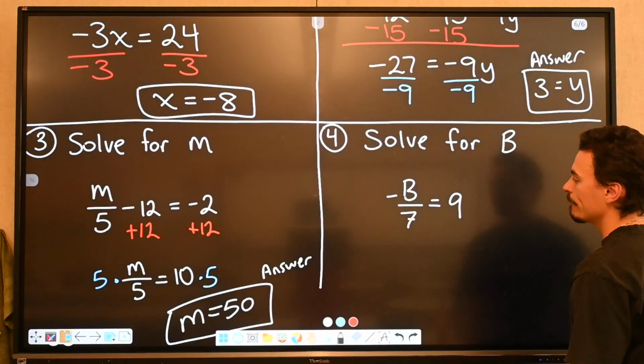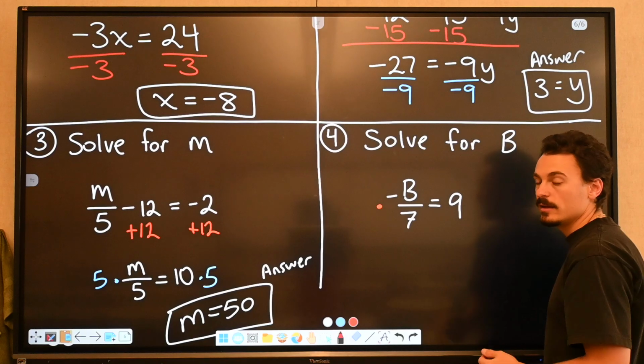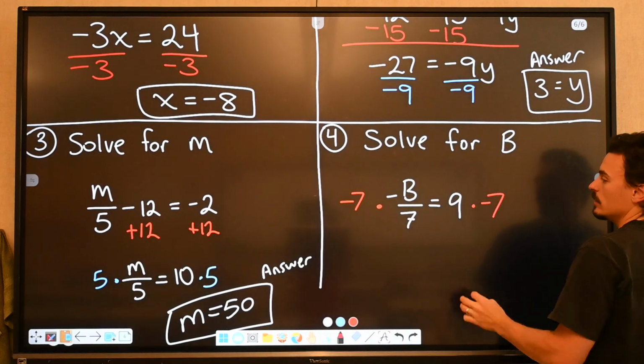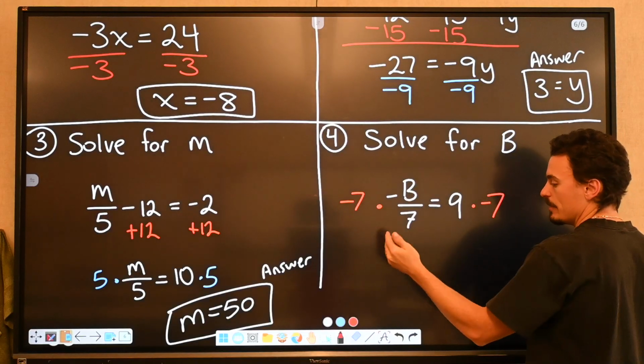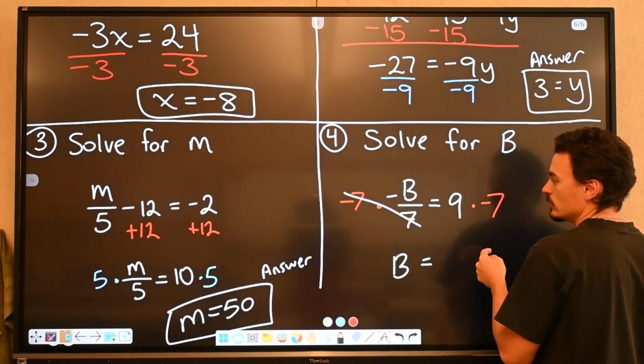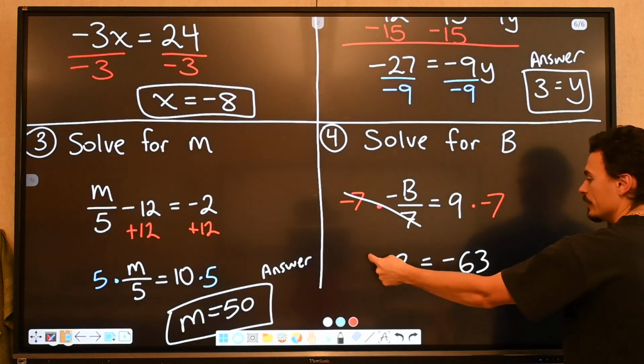Okay. Right here, I'm going to do it the fastest way. You should multiply by -7 on both sides. Okay? Negative and a negative make a positive. The 7's cancel. 9 times -7 is -63.